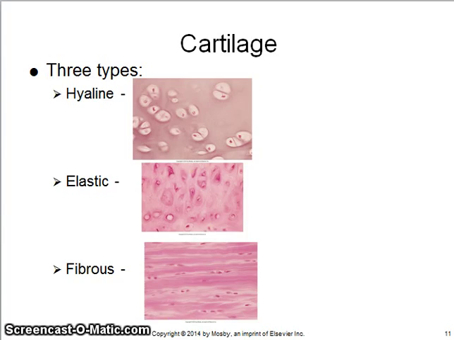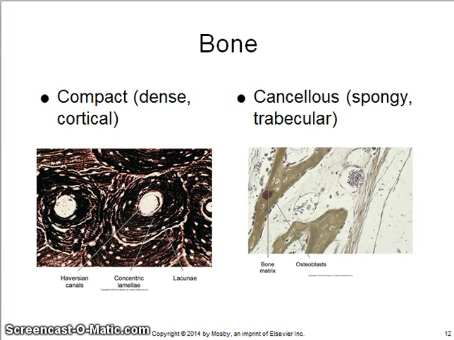Elastic cartilage has abundant elastic fibers in its matrix. It functions in the epiglottis, among other locations. Fibrous cartilage is located in the vertebral discs, intervertebral areas, the insertion of some tendons, etc. Bone is calcified connective tissue. It is responsive to stress and strain. Two types of bone are the compact, also known as dense or cortical bone, and cancellous, also known as spongy or trabecular bone.